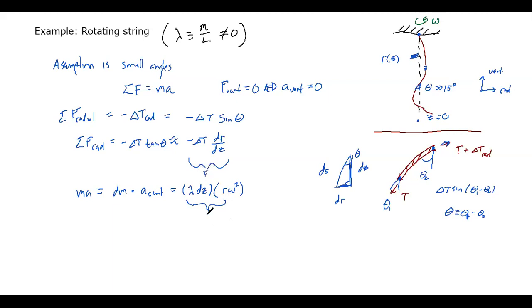So we have F, we have ma. That was all we needed. Okay, so overall, we have Newton's second law that looks like this: minus delta T dr dz equals lambda dz r omega squared. I don't see anything that even remotely looks like Bessel's equation yet. But I'm going to point out that we actually have something in here that's useful for us.